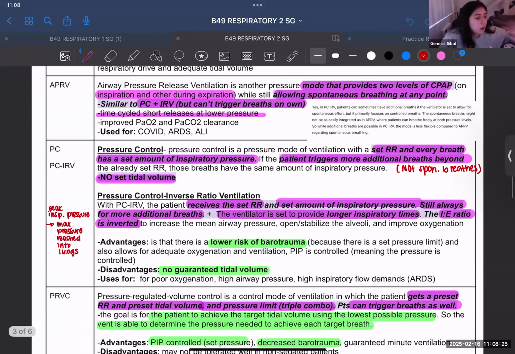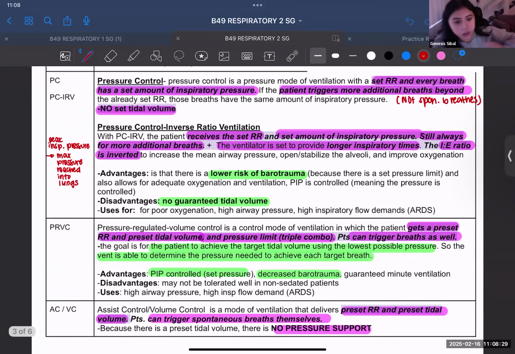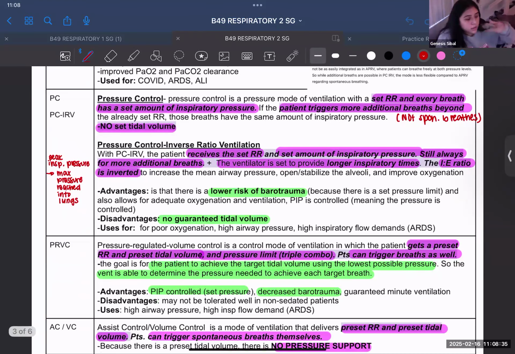Okay, so I'm gonna skip APRV for right now, and I'm gonna go to pressure control first because you need to know the PCIRV before you know APRV. So I should have changed that up on the side again, but that's fine. So pressure control. Okay, Genesis said to talk about the name of the mode. Okay, pressure control. So notice how it says control, and I know that there's a support one, but we'll talk about that in a second. Pressure control is a pressure mode of ventilation with a set respiration rate.